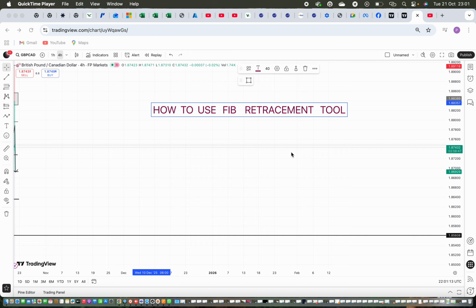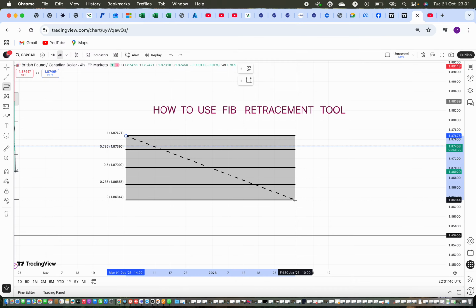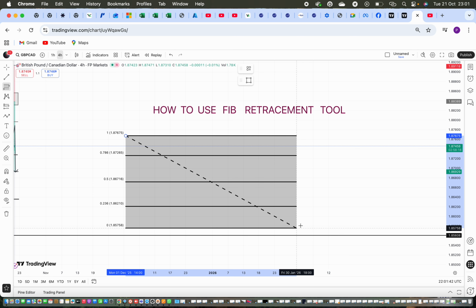Today we're going to be talking about the Fibonacci retracement tool, and what I want to share with you guys is how you can use this tool, and also how you can set it, and why this Fibonacci tool is important in forex trading. Now, if you're using TradingView, this is how the tool looks like. All right, let me just show you guys. This is how the Fibonacci tool looks like.